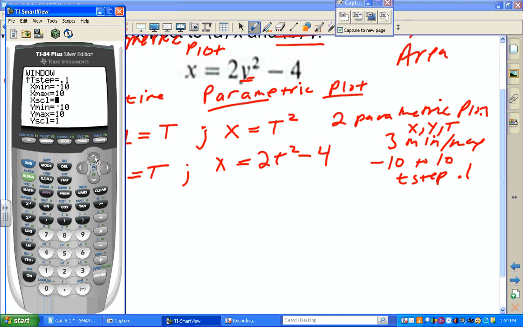What's wrong? All right, scroll down. What's the problem? Negative 10 to 10, negative 10 to 10, negative 10 to 10.